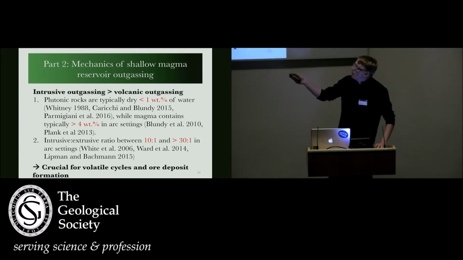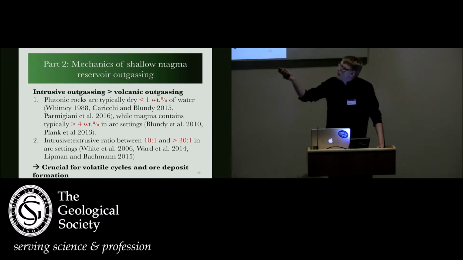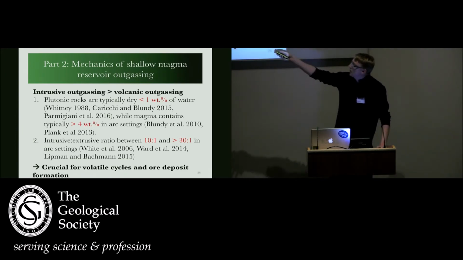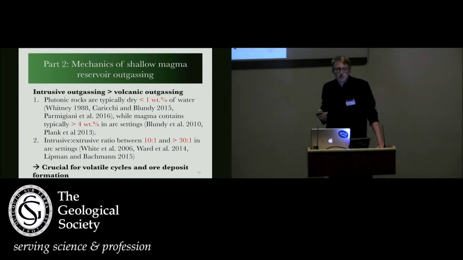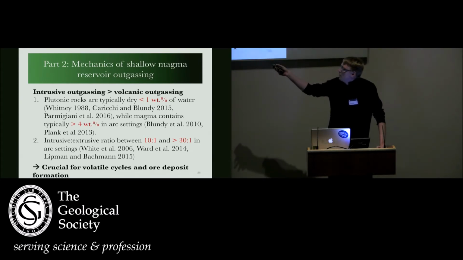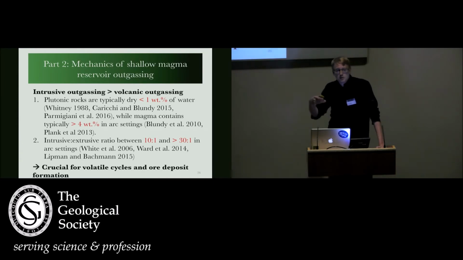And from these two basic observations, you would infer or would expect that intrusive outgassing is actually more effective than outgassing by volcanic eruptions or volcanic outgassing. So the first observation is that plutonic rocks are typically dry. They have less than 1 weight% of water. But magma typically contains more than 4 weight% of water in the upper crust. So how do you go from this wet environment to this dry environment? And so the second observation is that you have a very high intrusive to extrusive ratio, again in arc settings, between 10 to 1 to more than 30 to 1. So you have a lot more magma that is left behind in the crust, which contains a lot of volatiles. So you would expect, if that becomes dry, that the intrusive outgassing should be more effective than the volcanic outgassing. And in that sense, it's quite important to form your porphyry systems.